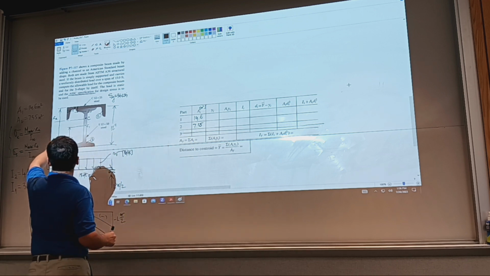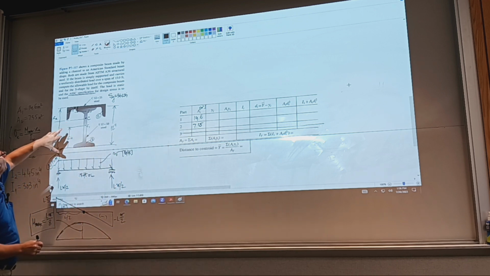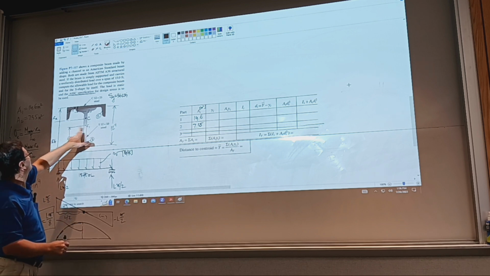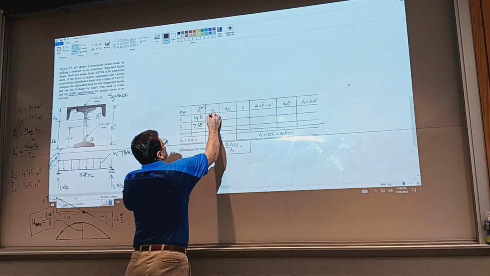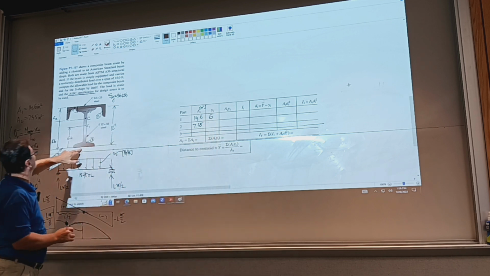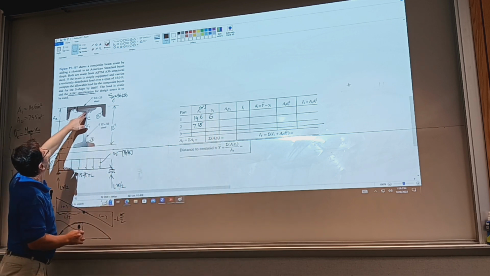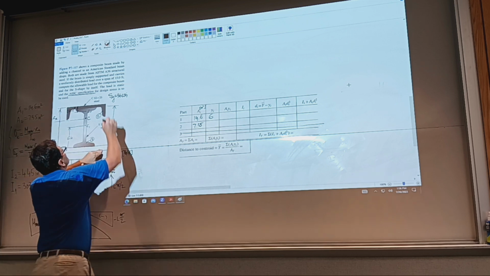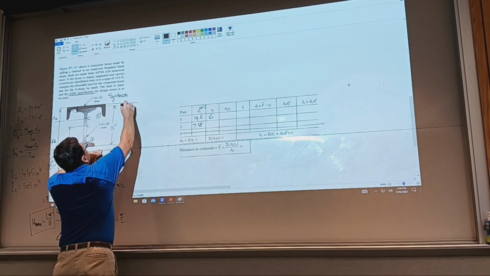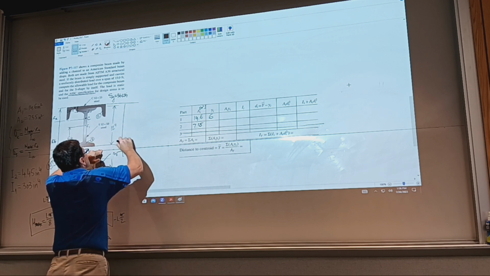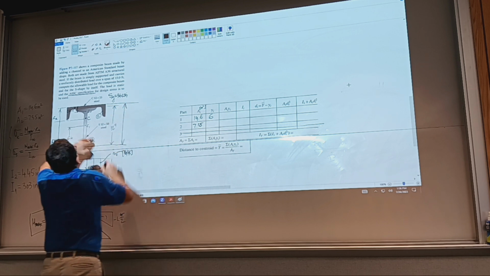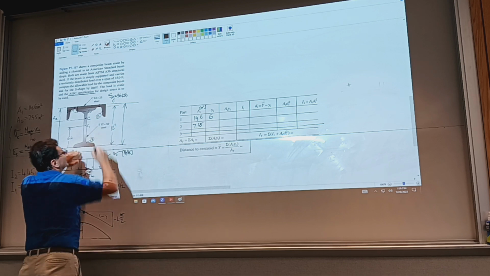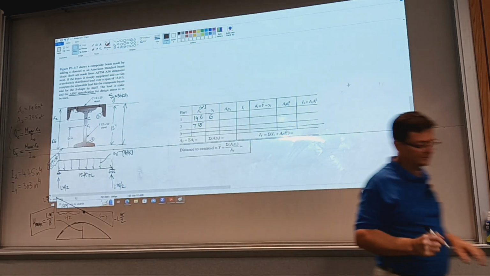So what is I1? Distance from the datum to the centroid of shape 1. It's 6 inches. I2 goes all the way here. I know this piece, this is 12 inches. I need this distance. I need to extract from the tables what the thickness is, like right here. And I think I have it.